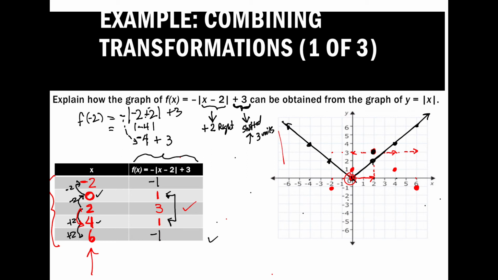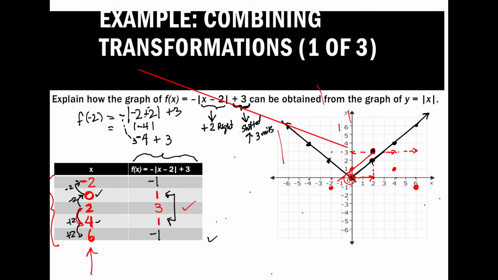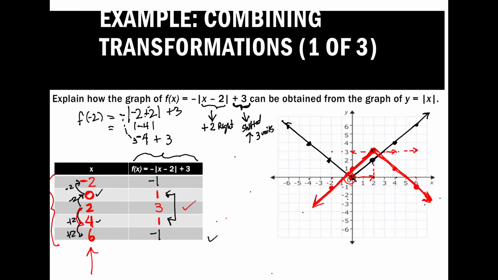Connecting the dots here, we can see the effect of that negative. The negative in front of the absolute value sign basically flipped the original equation upside down. So if you can visualize here, I'm just kind of eyeing it. I'm not actually doing it here. But that negative basically took my original equation, flipped it upside down, and then shifted the additions and subtractions, shifted it and moved it up 3, and then to the right 2.